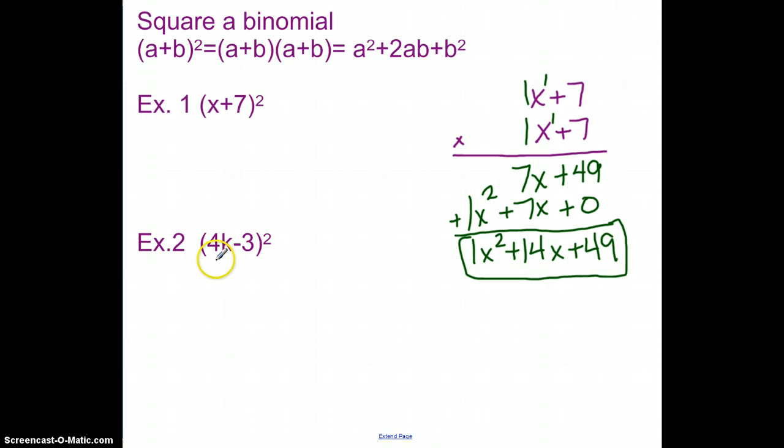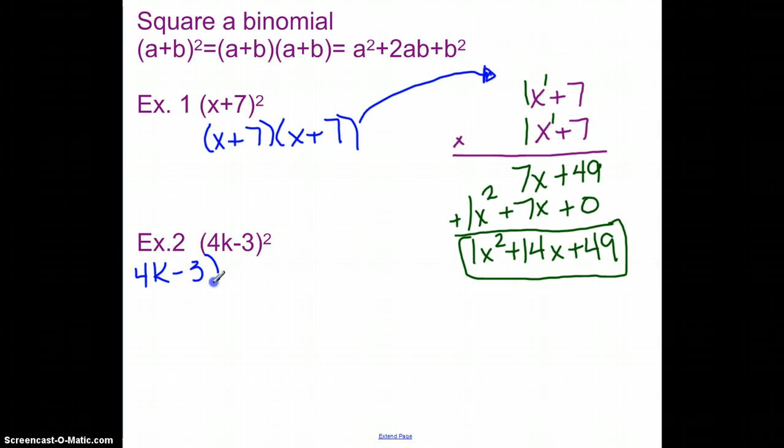Okay, let's look at this next one. In this next one, it's 4k minus 3, the quantity squared. Now that means, just like up here, I knew that was going to give me this. I really should have written that out so you'd know that's where this information came from over here. Which means that I know that this one has to be 4k minus 3 times itself twice.